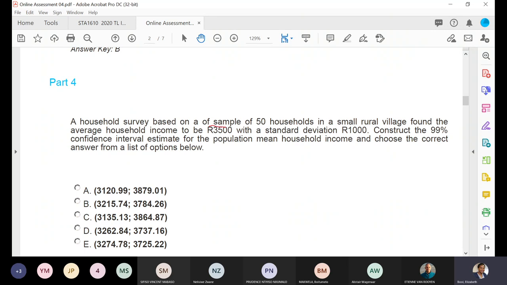They say from a sample of 50 households, they found the mean to be 3,500 and the standard deviation to be 1,000. Have they given you the population standard deviation? The answer should just be no, because they gave you the standard deviation from the sample. They found the mean to be 3.5, which is your X bar, and the standard deviation, which is S.